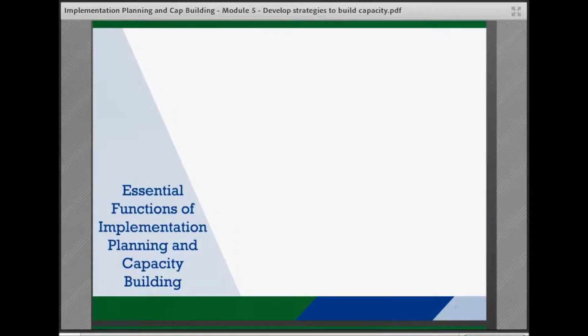The Implementation Planning and Capacity Building Brief is intended to help child welfare agency leaders, managers, and stakeholders take a structured approach to planning the implementation of an activity, program, or intervention to address a problem or need, and consider strategies for building agency capacity to implement it.